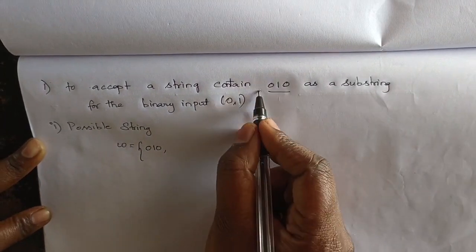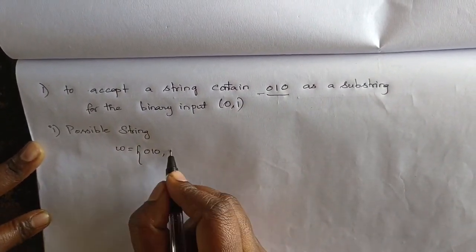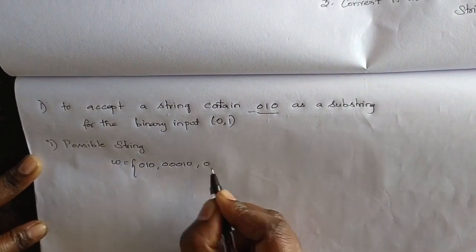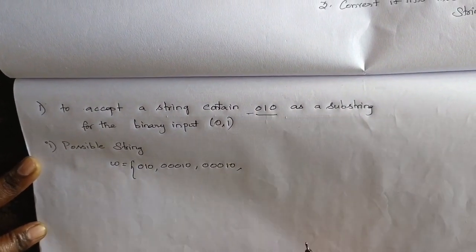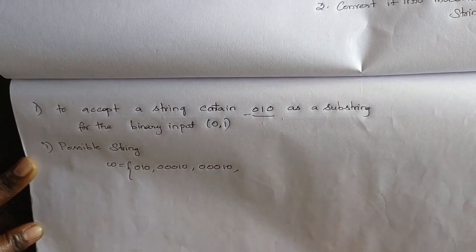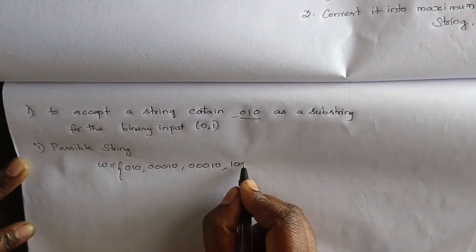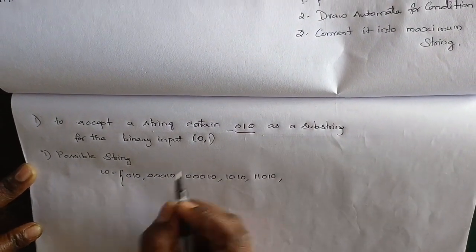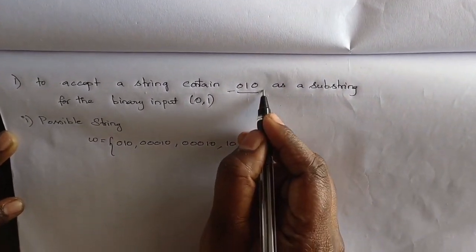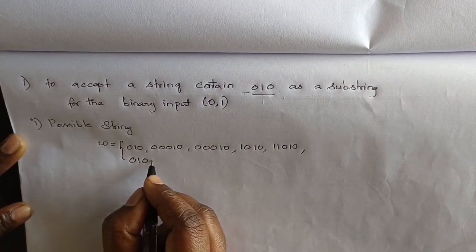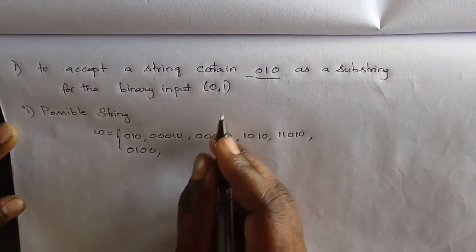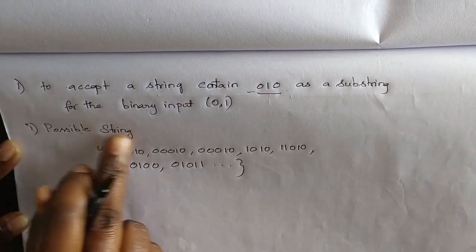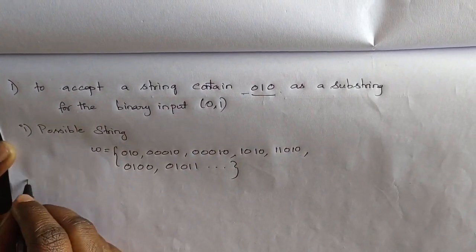Next, in front we can have n number of zeros, so 0, 0, 1, 0 or 0, 0, 0, 1, 0. Similarly, in front we can have n number of ones, so 1, 0, 1, 0 or 1, 1, 0, 1, 0. Similarly at the back, n number of zeros: 0, 1, 0, 0. And n number of ones also: 0, 1, 0, 1 and so on. So these are all the possible strings for the given condition.